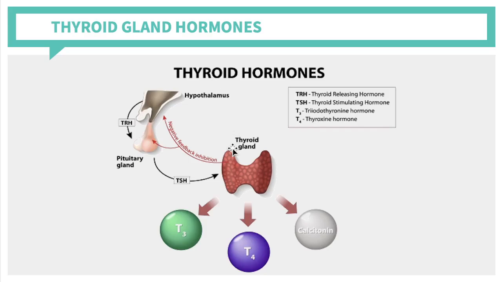So again, a low level of your thyroid hormones in the blood will stimulate your hypothalamus to release your thyroid releasing hormone. Your thyroid releasing hormone will stimulate your pituitary gland to release your thyroid stimulating hormone. And this thyroid stimulating hormone in turn will stimulate your thyroid gland to produce your T3 and your T4 as your thyroid hormone. That is the basic mechanism.